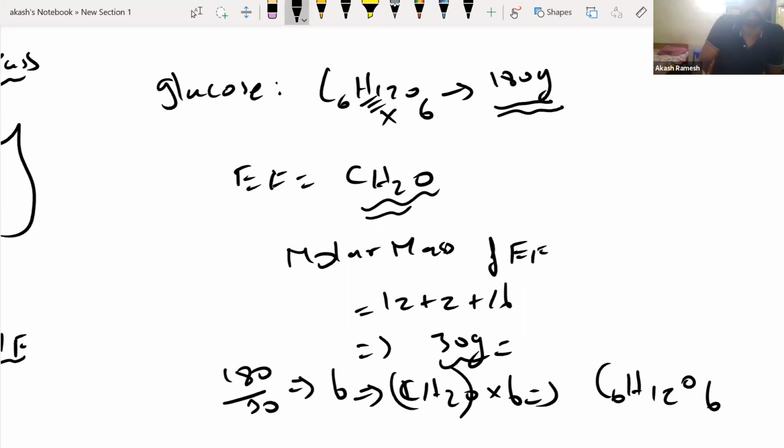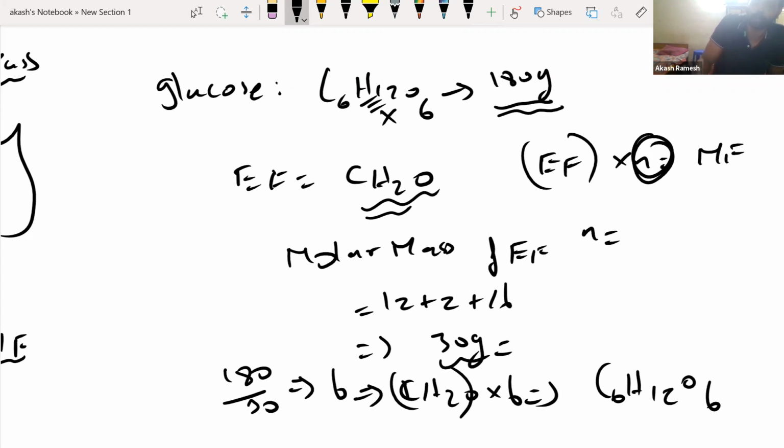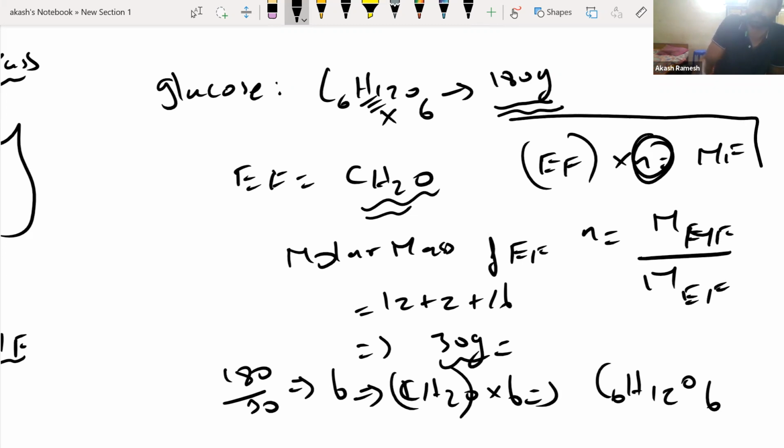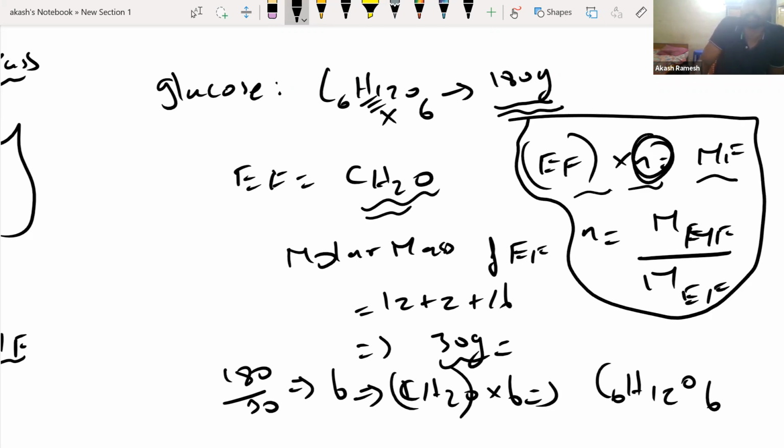So basically, any empirical formula multiplied n times will give you the molecular formula. And how do you find this n? This n is equal to the mass of the molecular formula divided by the mass of the empirical formula. You can remember this small data: empirical formula into some integer n will give you the molecular formula. That's what we did here: empirical formula into 6 gave me the molecular formula. How do you find the 6? By the mass of the molecular formula, that is 180, given in the question, divided by the mass of the empirical formula that you calculated.